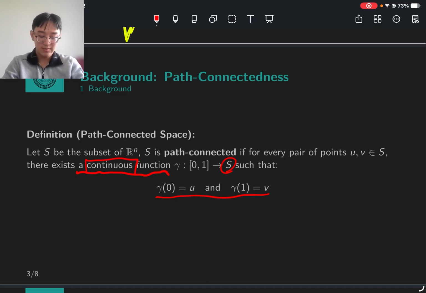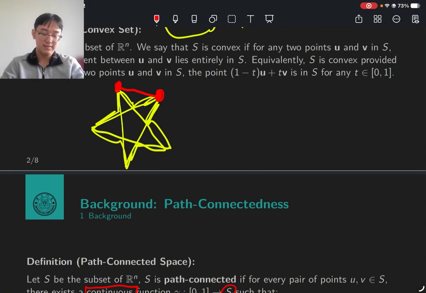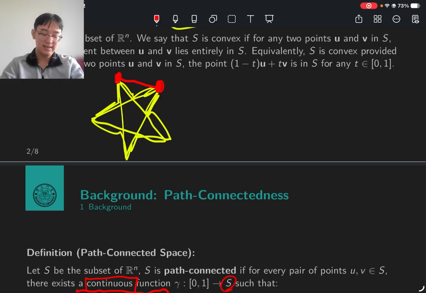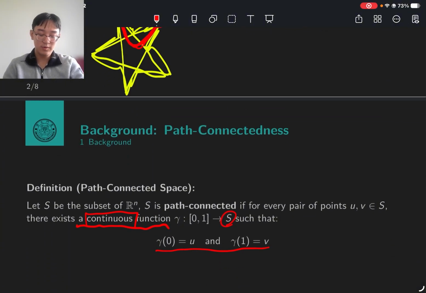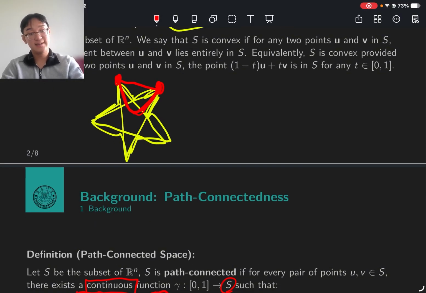Geometrically, as we drew before with the star shape set, if we connect them like this, this is a continuous function, and the whole function is inside the star shape set. And the two points gamma 0 and gamma 1 are clearly the two arbitrary points, which are U and V. So the star set is path connected, but it's not a convex set.